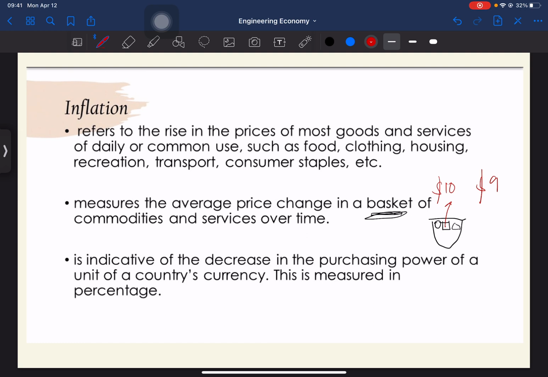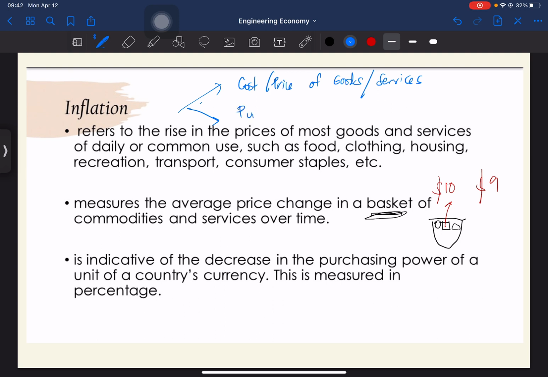Okay? So, inflation is indicative of the decrease in purchasing power of a unit of a country's currency. This is measured in a percentage. Ito kasing inflation, syempre, ang naaapektuhan yan ay dalawa. Okay? It affects the cost or price of goods and services. Okay? So, ayun. Pataas ang presyo if the inflation is positive. Okay? Yung pababa naman, negative inflation or deflation, that is pababa naman yung price ng commodity.